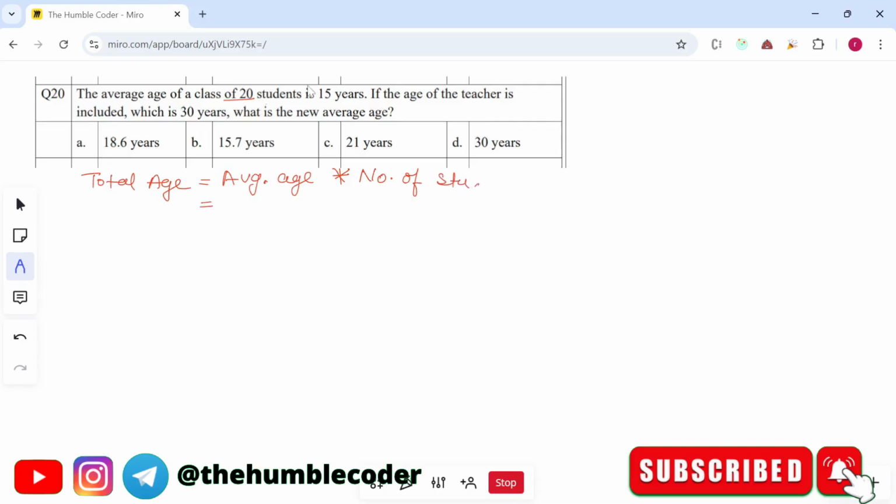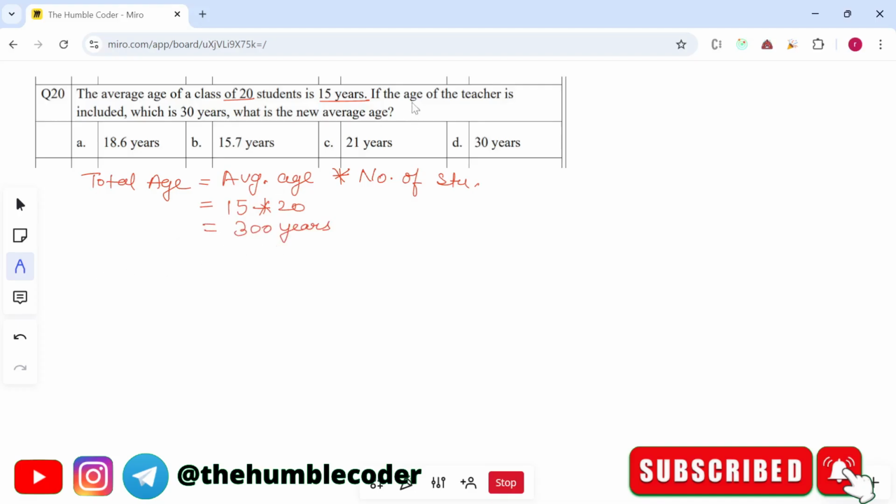The average age that is given to us is what? 15 years. The average age of a class of 20 students is 15 years. So we will write the value of average age here. Then the number of students is how much? The number of students is 20, right? Now 15 into 20 is 300. So total age we can say is 300 years.